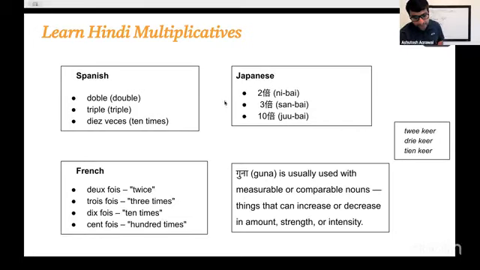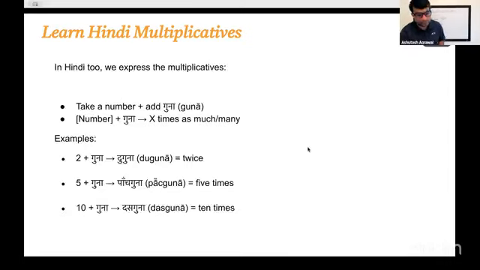Let's keep going and strengthen the concept of guna. How do you use guna in your day-to-day life or in different numbers? In a very simple way, you take the number and you put guna next to it. There are some irregular uses as well as the regular use, but for simplicity right now, just take the number and put guna next to it.